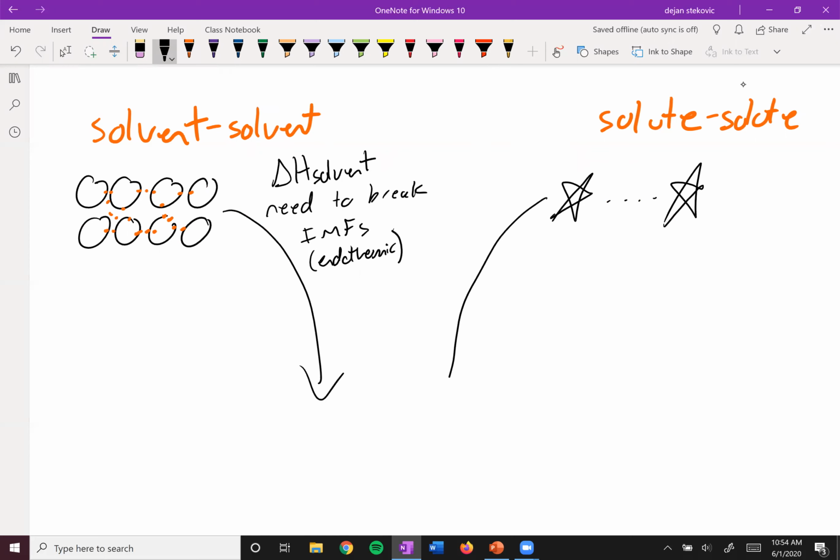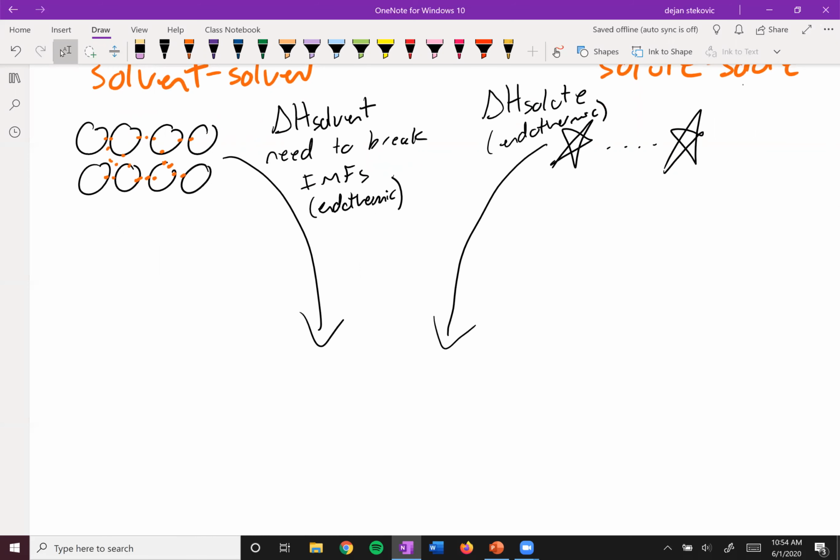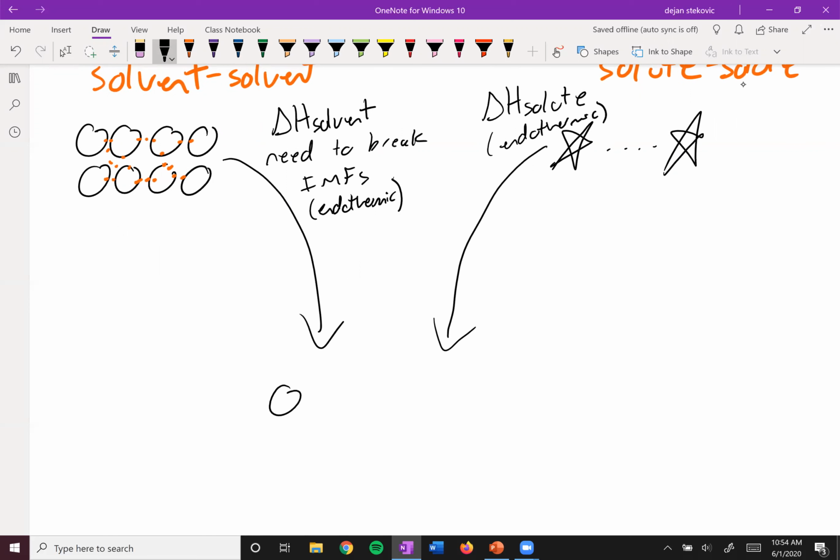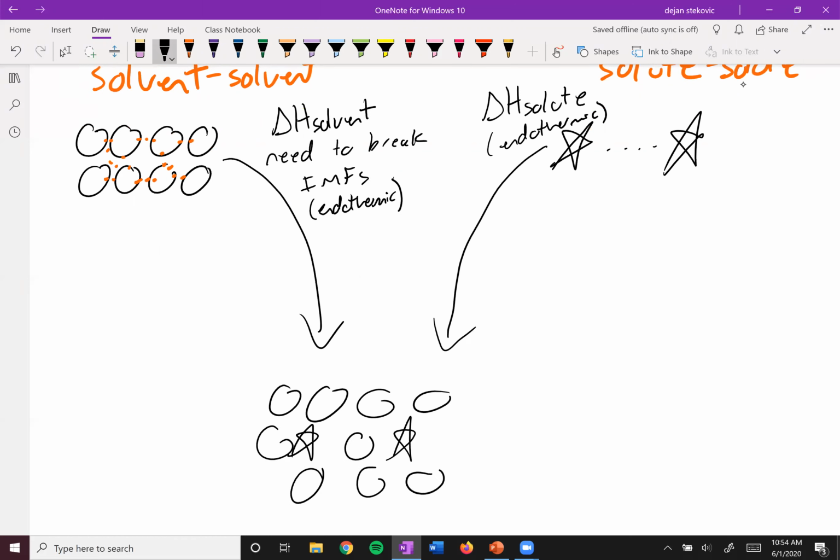And then same thing on the right side. We need to break these intermolecular forces. So we'll call this the delta H of the solute. And again, same thing, it's going to be endothermic, right? And so we're going to put energy into our stuff to break up these intermolecular forces. And then what we get out at the end is our solution, right? So we have this little star dissolved in our circles.